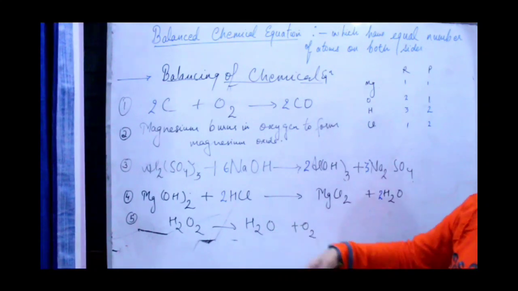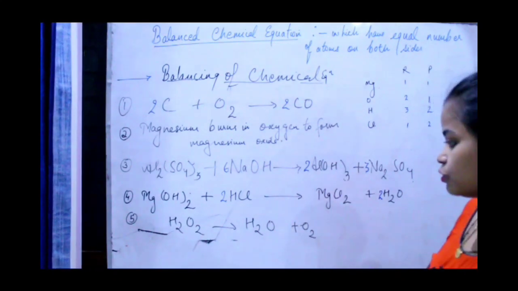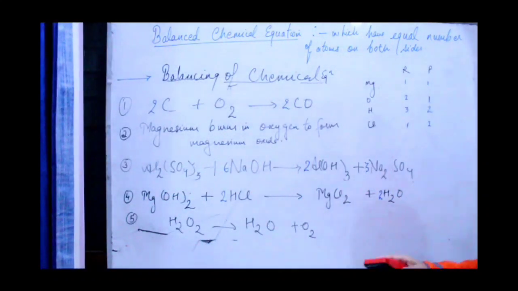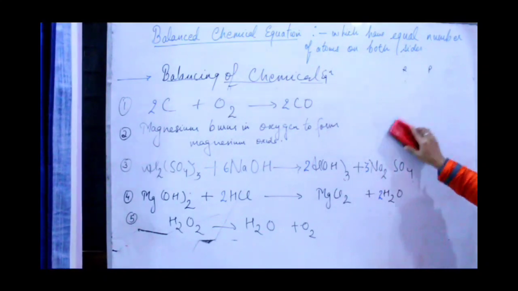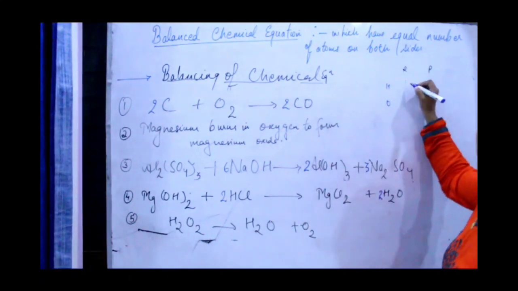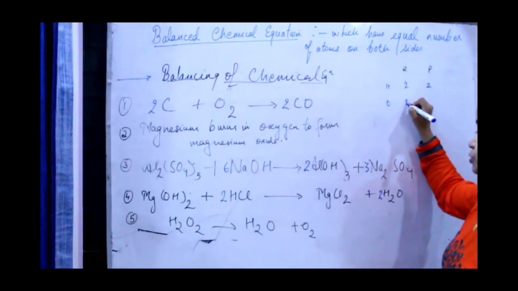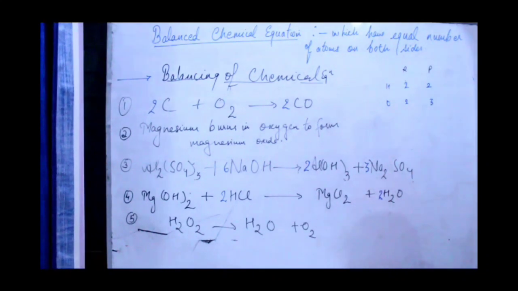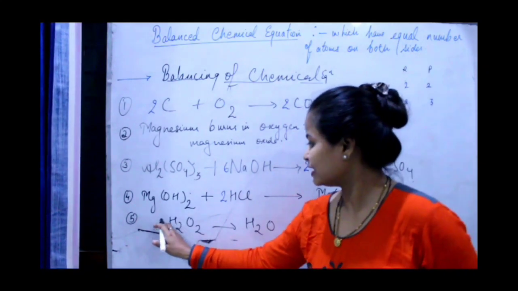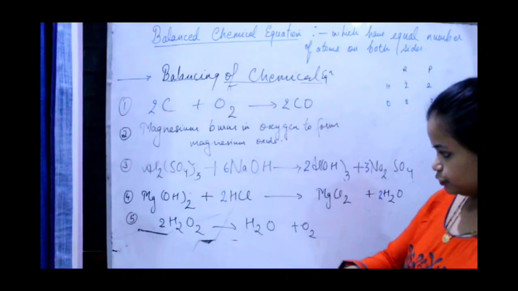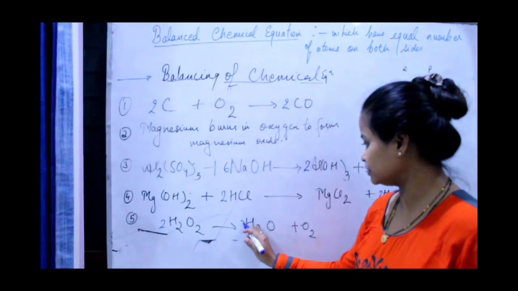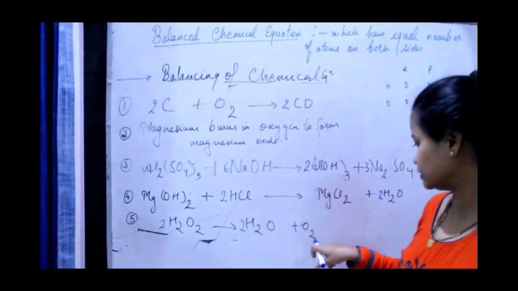Fifth one is hydrogen peroxide decomposes to give H2O plus O2. So in that case, let me write the elements first. H and O. Hydrogen 2, product also 2. Here 2, but here it is 3. Okay. So oxygen only I will balance for sure. If I write 2 over here, I will write with a blue pen 2. So hydrogen became 4. Let me write 2 over here also. Oxygen 2 to the 4, 2 plus 2 4.